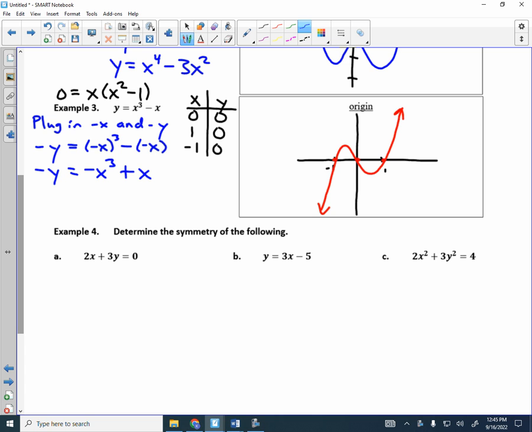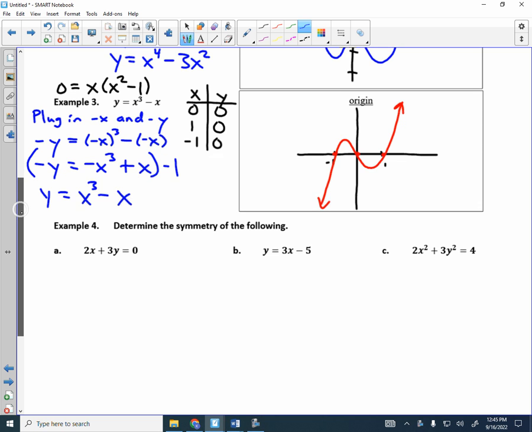Is that the same as what I have above? Is it or isn't it? No, because you can't change it. You have to leave it. Can I multiply through by -1? Is that a legal thing to do in an equation, maintain equality? Yes, it is. And so I get y is equal to positive x cubed minus x. So now we say, yes, it is the same, symmetrical about the origin. Everybody see that?